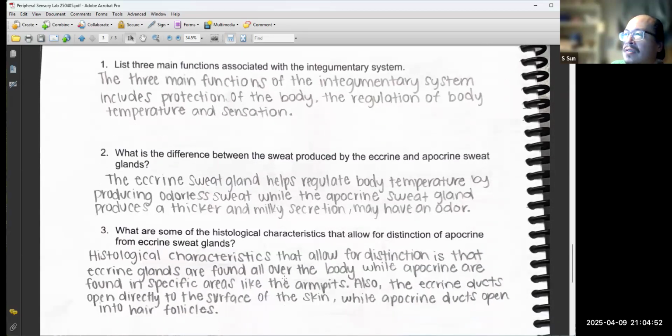Let's see. Histological characteristic allowing the distinction: eccrine is found all over the body. That's a good way, all over the body. Well, apocrine is found with the hair, right? So it has a specific area like the armpits. So there's hair. Also, eccrine ducts open directly to the surface of the skin, while apocrine ducts open into the hair follicle. So histologically, that's how you tell which one is which, by looking at their connection.